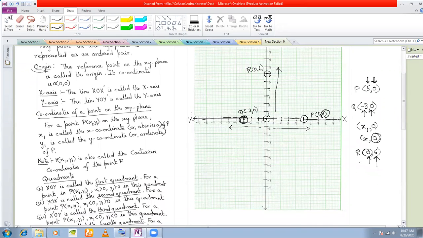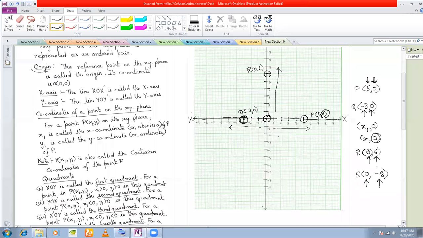Say I take another point S(0, -8). Now what do you have to do? If you see here, the x coordinate, or the abscissa, is 0. So you stay here again at the origin. Now you look at the y coordinate, or the ordinate. The ordinate here is 8 with a negative sign.